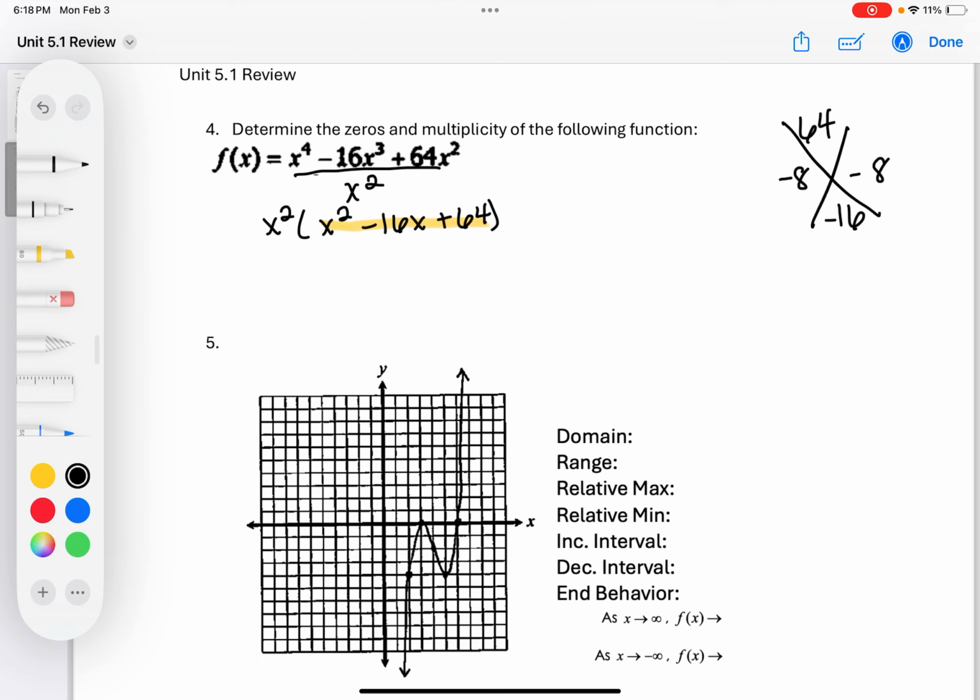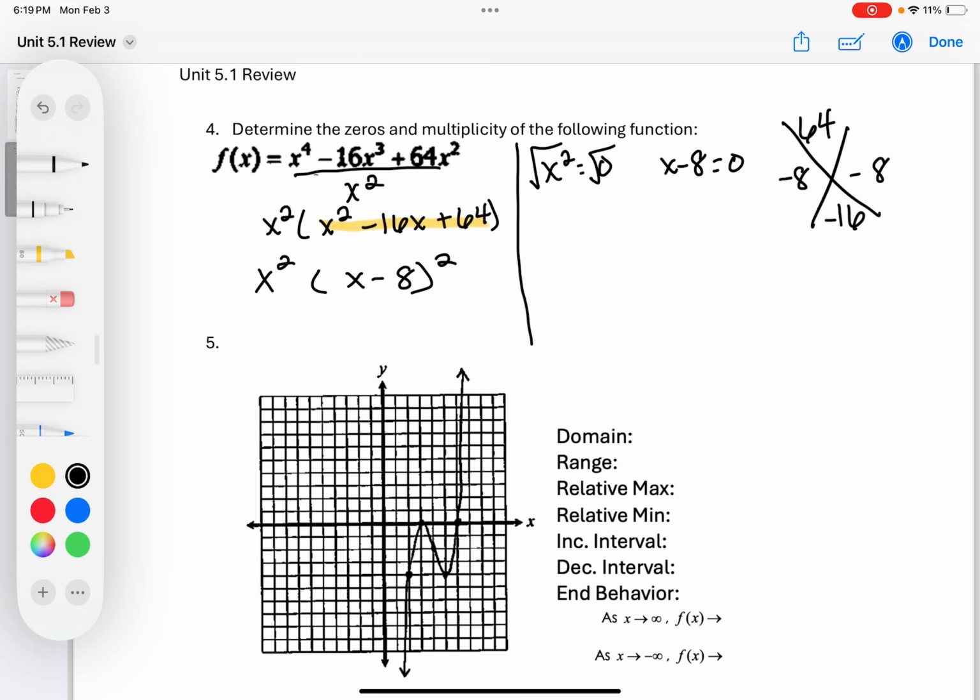Okay, so let's remember the way we write this is x squared, parentheses, x -8 squared. Now we are going to separate: x squared equals 0, and x -8 equals 0. Right here, square root, square root.